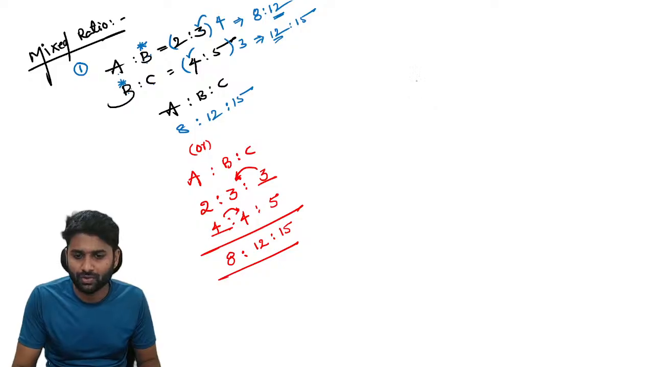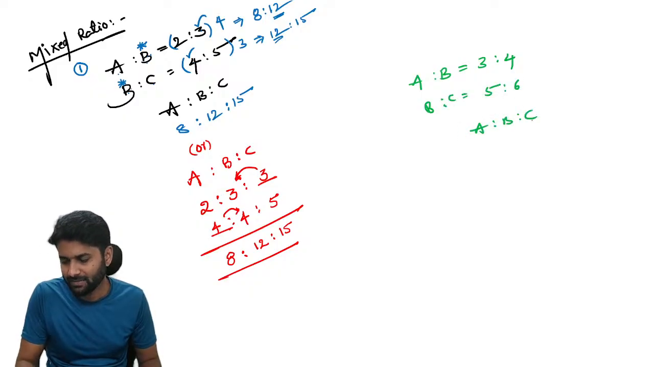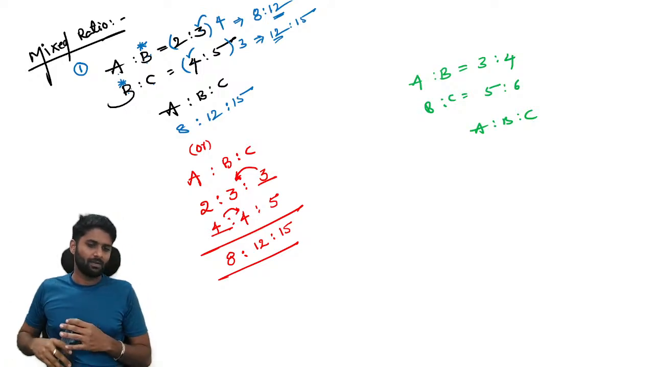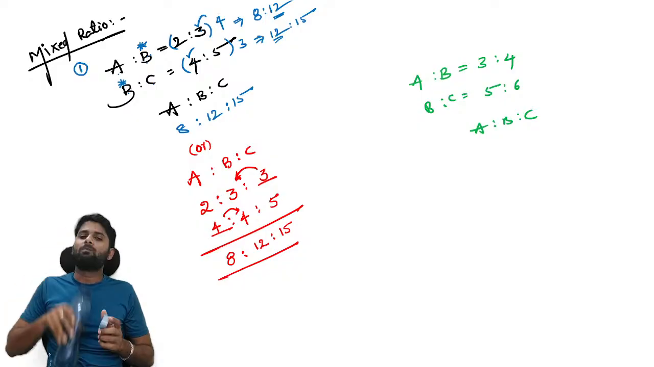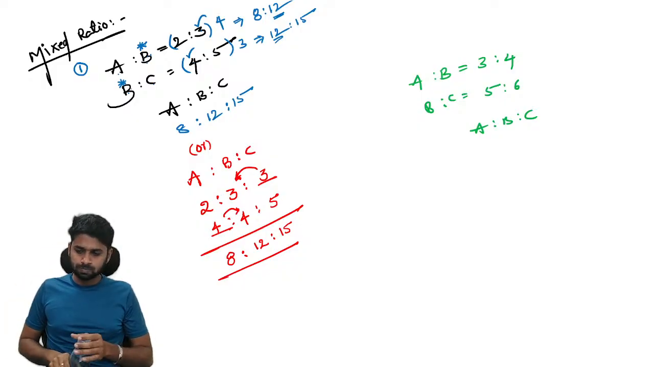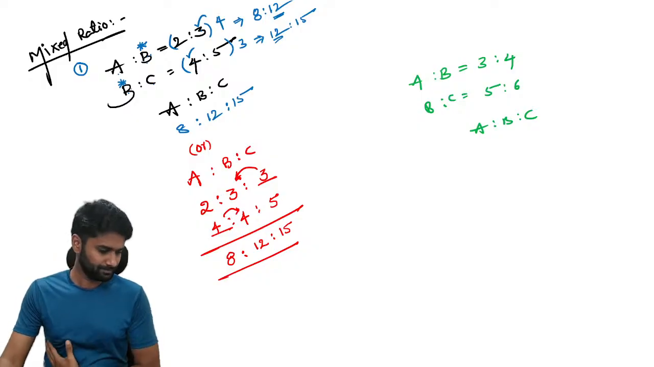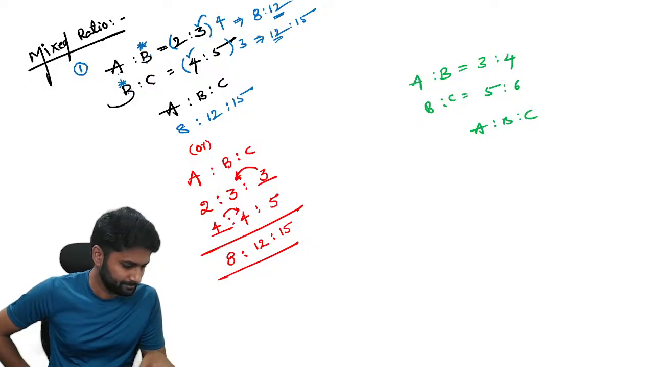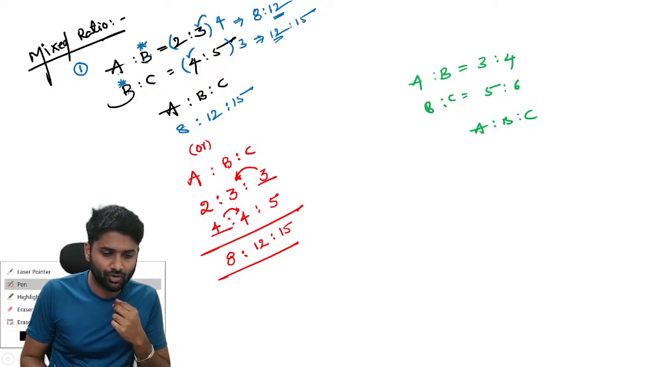Now I will give one question. You guys answer, please answer this question. A is to B is equal to 3 is to 4. B is to C is equal to 5 is to 6. Find the ABC ratio. Find the ratio of ABC.